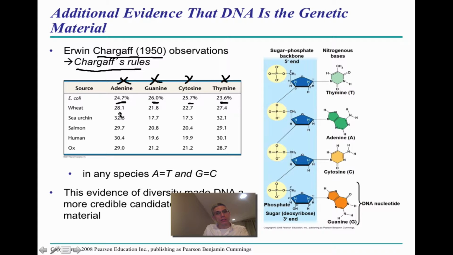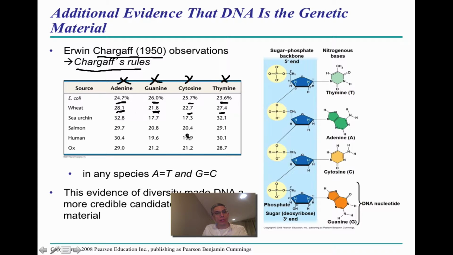Now, as he looked at the different amounts of these 4 different nitrogen bases through the different groups, he noticed that he found the same results for each of the different animals or plants that he had looked at. So in this case, again, if you look at the wheat, 28.1, and if you look over here for thymine, 27.4, guanine, 21.8, and cytosine 22.7. So he had the same type of results throughout.